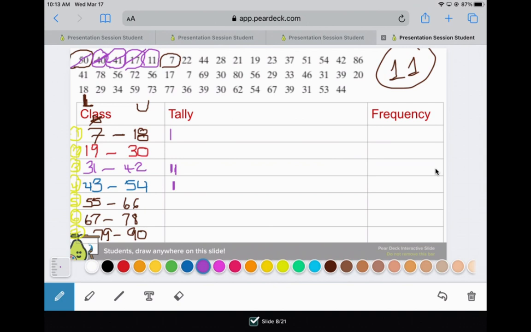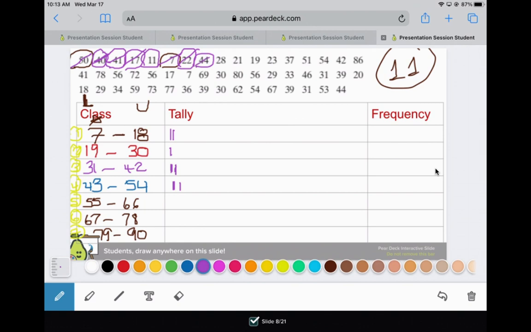See, the next number is 11, still in class number 1. So I have another tally. Cross it out. 22. 2. Cross it out. 44. Perfect. Cross it out.